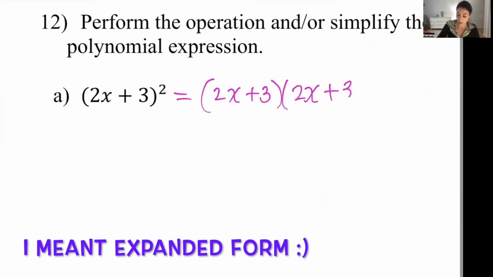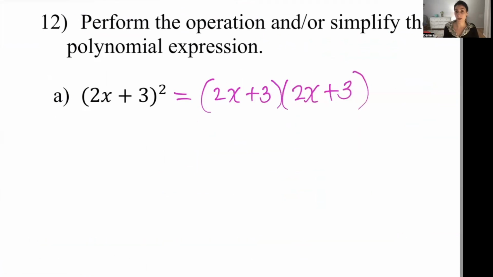Doesn't squaring something mean multiplying by itself twice, right? So now you actually should be doing the distributive property or foiling. I personally use the distributive property. Or if you want to use the FOIL method, go right ahead. So I just distribute the 2x first, and then I distribute the 3 next, right?